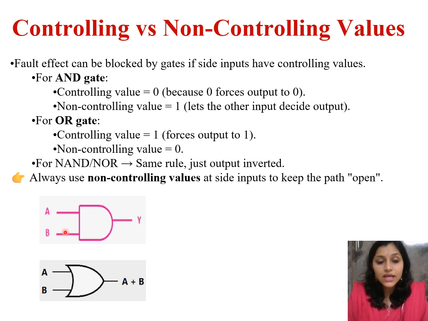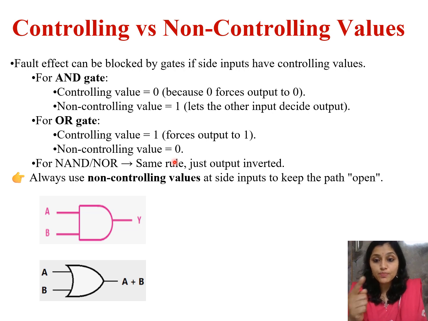So for the AND gate, non-controlling means it should not control output Y. Output Y must be controlled by the faulty node. 1 is the non-controlling value, whereas 0 is the controlling value. For the OR gate, 1 is the controlling value. It means for the OR gate, if one input is 1, the output is 1. Whereas 0 is the non-controlling value. It means if input B is 0, the output will depend on the value of A. If A is 0, the output is 0, that is 0 plus 0 is 0. If A is 1, the output is 1. So for the AND gate, the non-controlling value is 1 and for the OR gate, the non-controlling value is 0.